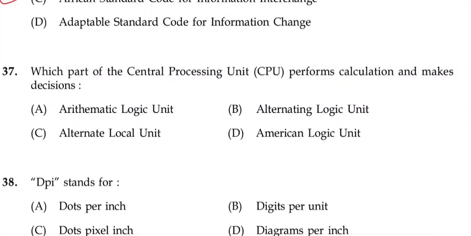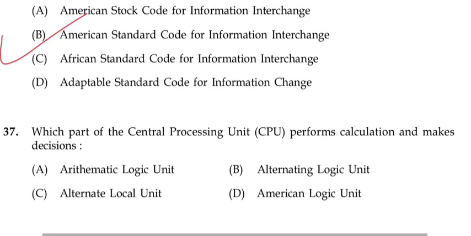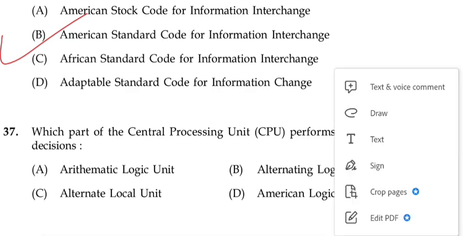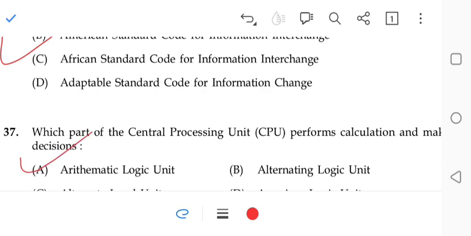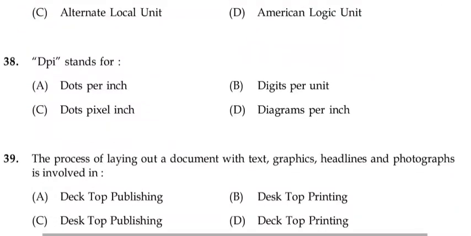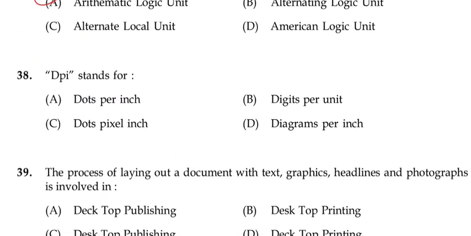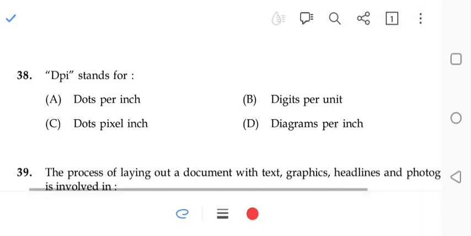37. Which part of the central processing unit CPU performs calculation and makes decisions? Arithmetic logic unit, alternating logic unit, alternate local unit, American logic unit. 37. Correct answer will be A, that is arithmetic logic unit. 38. DPI stands for what? Dots per inch, digits per unit, dots pixel inch, diagrams per inch. 38. Correct answer will be dots per inch.